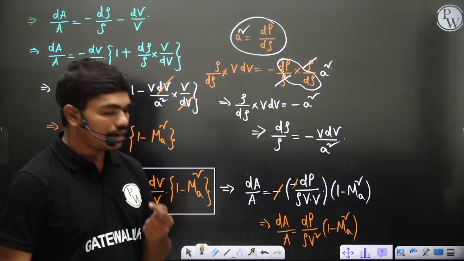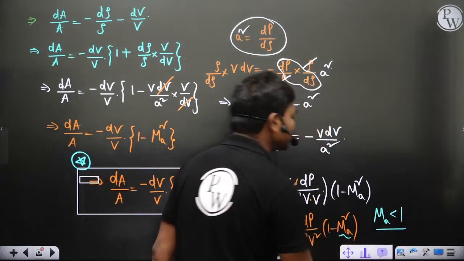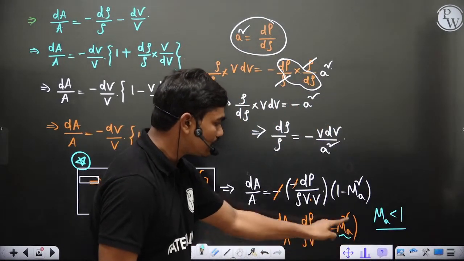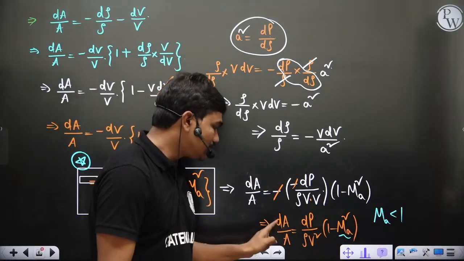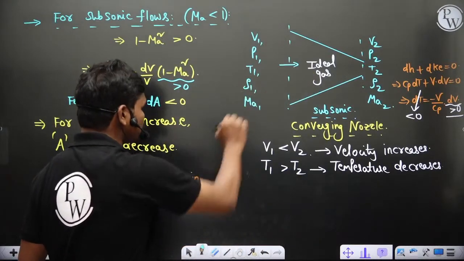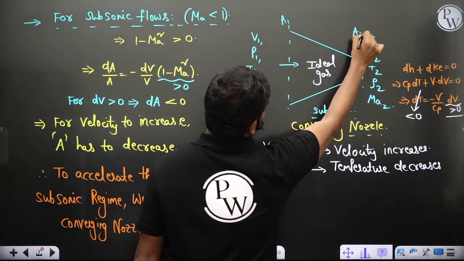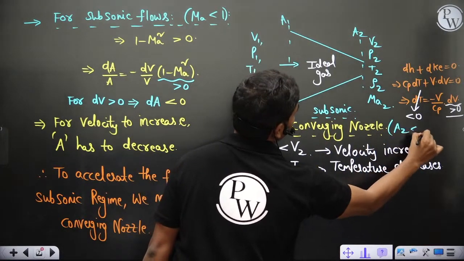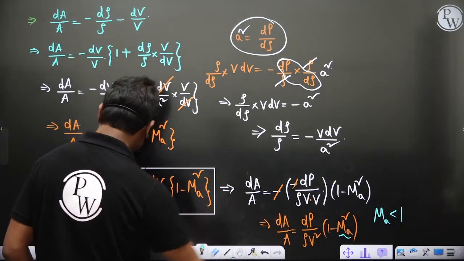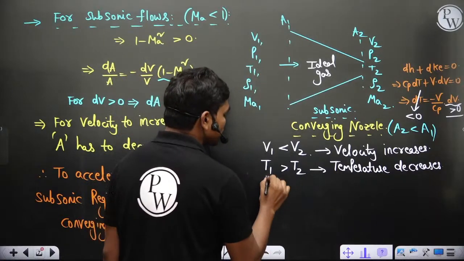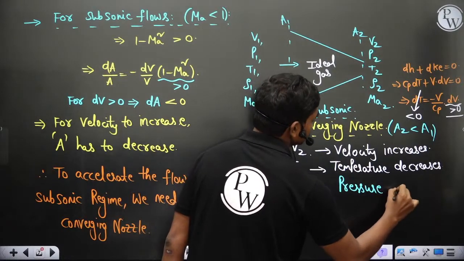When you are in the subsonic regime, the Mach number is less than 1. If Mach number is less than 1, this quantity is positive. Since the other quantities are positive too, if area is decreasing, as in converging nozzles where A2 is less than A1, then dP should also decrease. So pressure in this case will decrease: P1 is greater than P2.